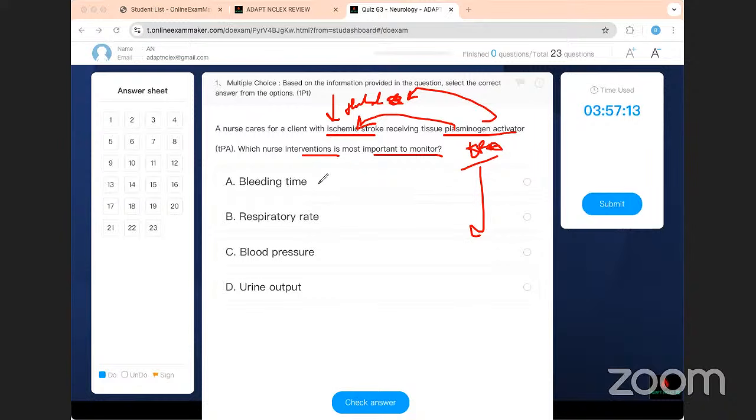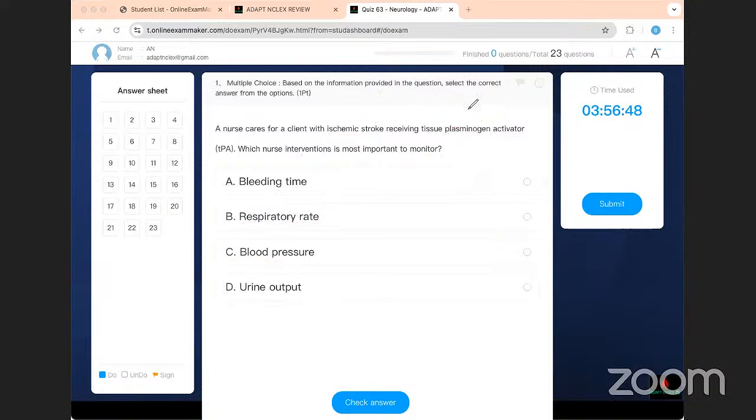Is it bleeding? Is the respiratory rate going to go up, or your blood pressure going up, or your urine output going to go up? Or are they going to go down? But which of these are you supposed to follow up on? That's why I said the most important intervention for this is the bleeding time, respiratory rate, blood pressure, and urine output. You have to know this content.